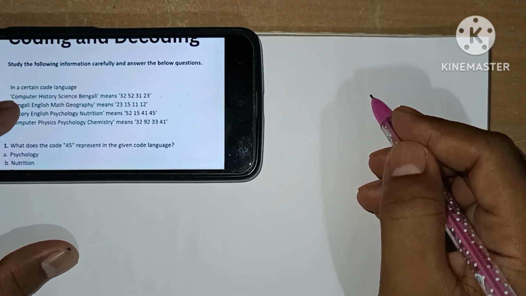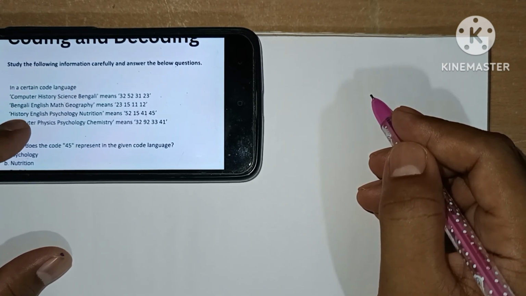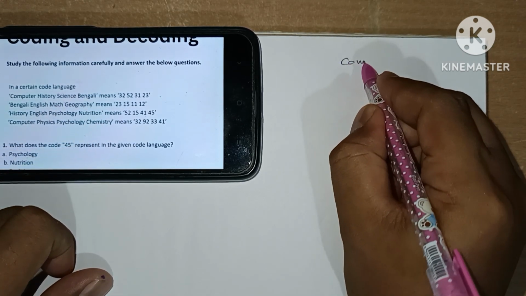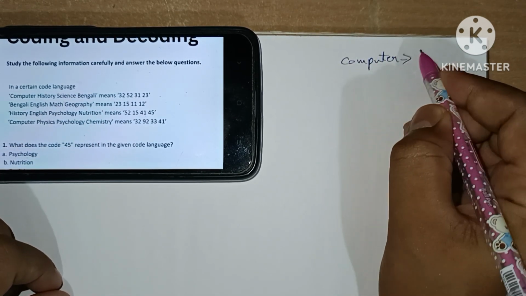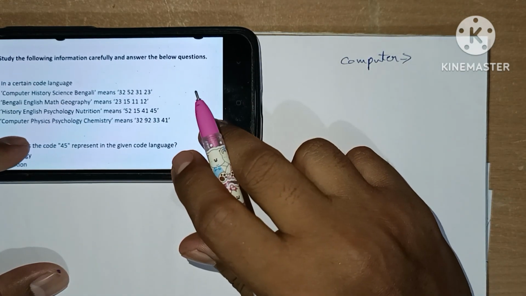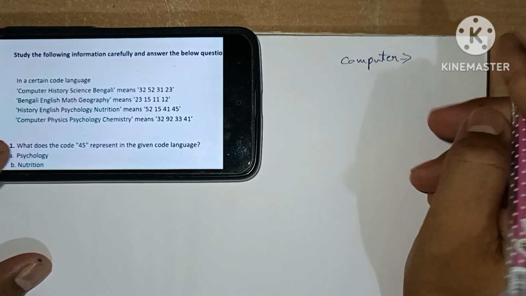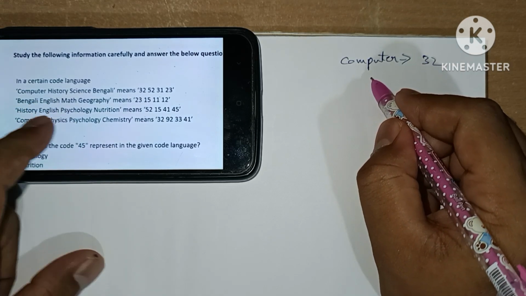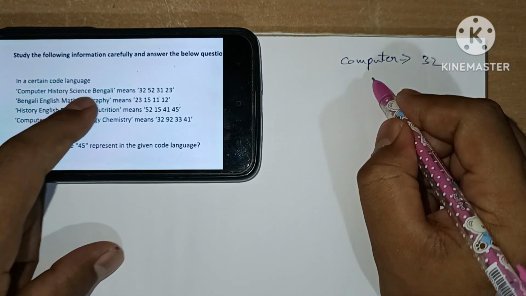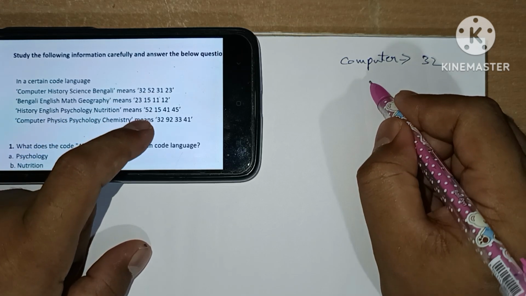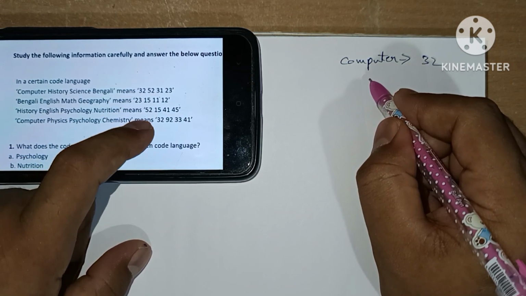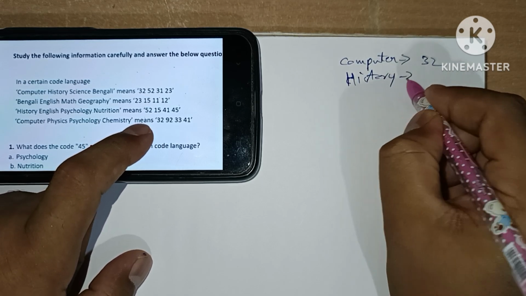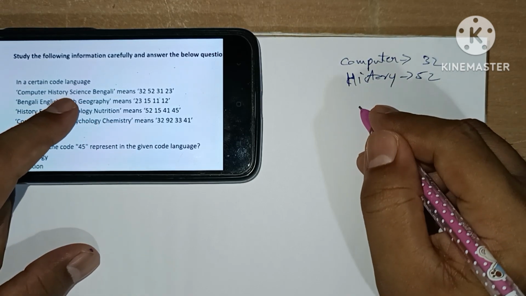First, computer and computer are common here, and in history there are no common words, so the computer code common for these two is 32. Next one, history. There is history in the third statement and there are no other common words, so history is common for the first and third statement. History, which is 52.